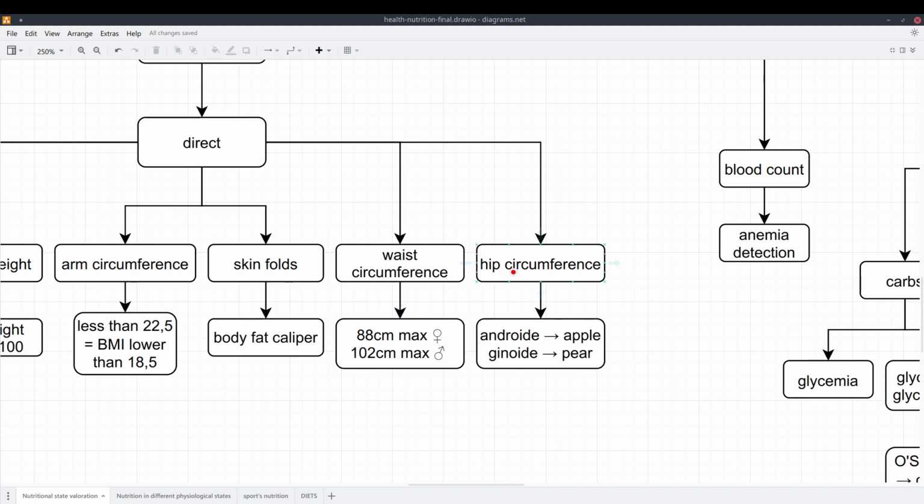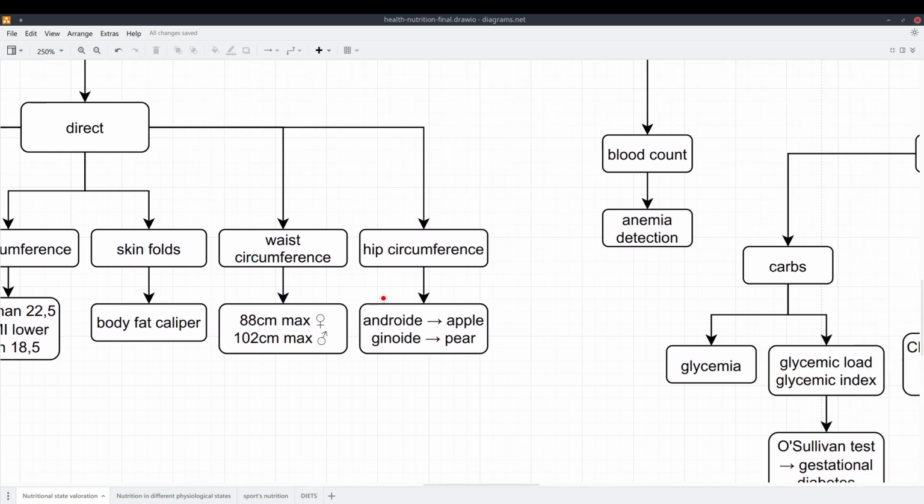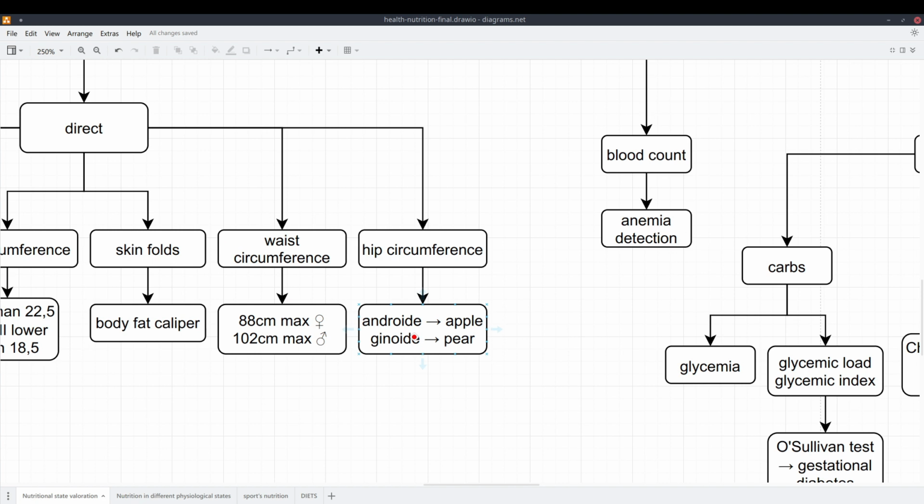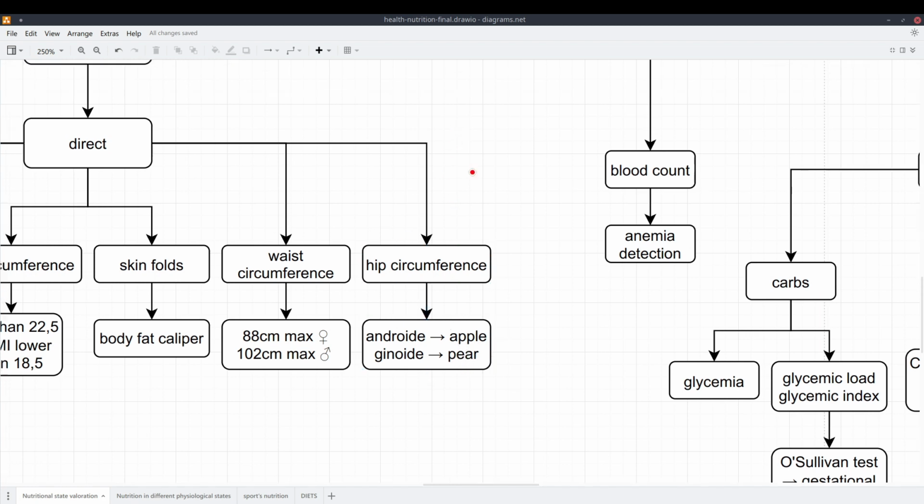And the hip circumference as well. This is the ratio between your butt and the hip. If you have more circumference of hip than the butt, you are an android, which indeed is the apple form. And if you have the reverse, then you have the pear form of body.